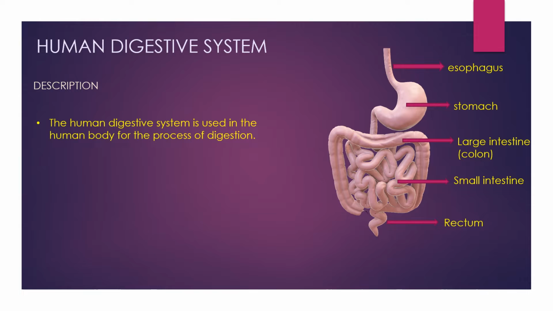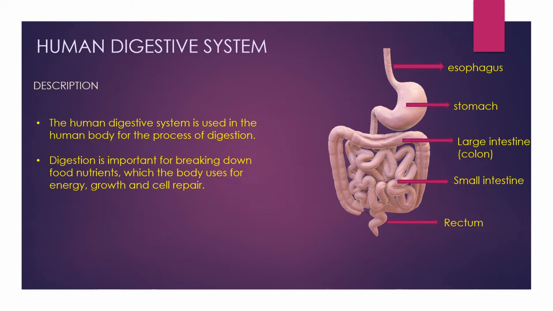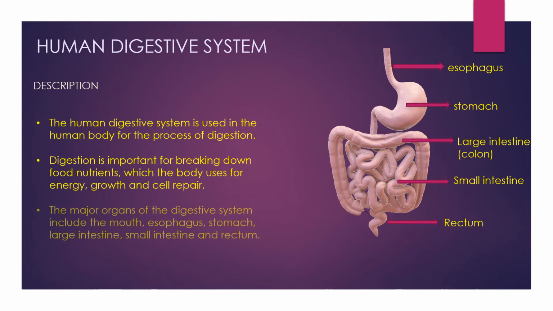So your digestive system is a sophisticated machine that absorbs the food you eat and transforms it into energy and nutrients. But why is this transformation needed? Digestion is important for breaking down food nutrients, which the body uses for energy, growth and cell repair. So to get energy from food and for the growth of your body, digestion is very, very important.